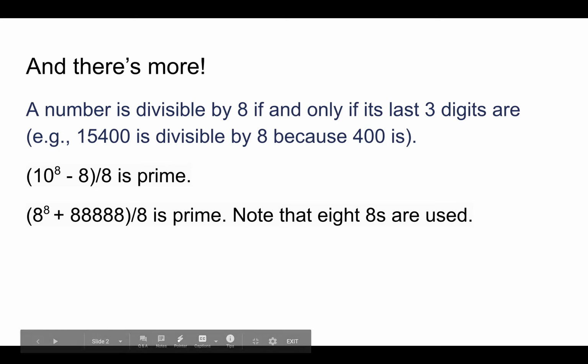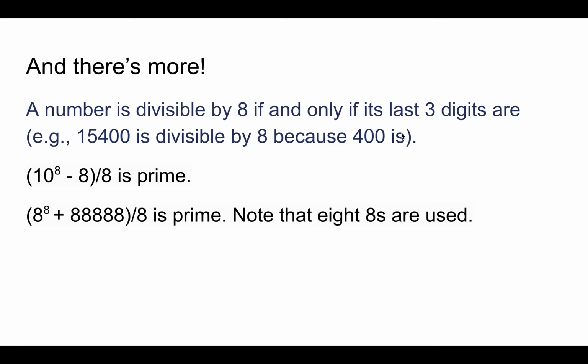Divisibility test for 8. It's divisible if the last 3 digits are divisible by 8. So if you take a big number, 15,400, for example, it's divisible by 8 because you can take those last 3 digits and put 8 into it evenly. If you do 10 to the 8th, which is 1 with 8 zeros after it, subtract 8, and then divide by 8, you not only get an integer, but a prime integer.